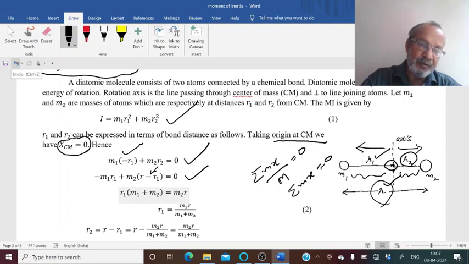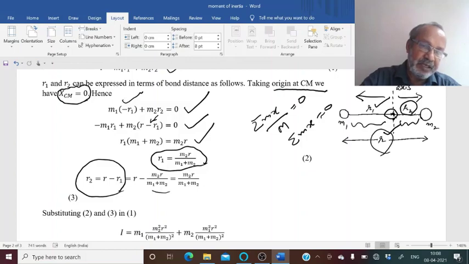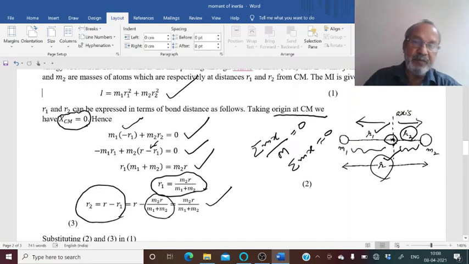So we can solve for r1 and obtain r1 as this quantity, m2 r divided by m1 plus m2, and r2 is actually r minus r1. We have already substituted that relation. So r minus this r1 we can substitute, and if you simplify that you will get this. So r2 is equal to m1 r divided by m1 plus m2.